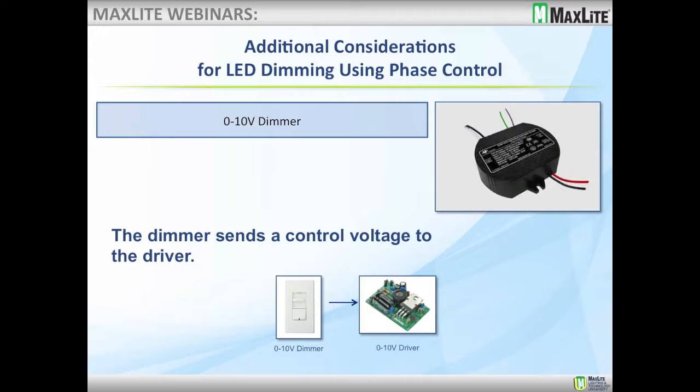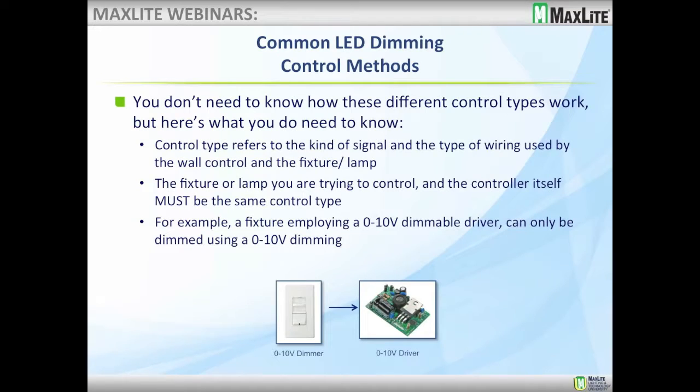So that's the big point I want to get across, and vice versa. So, again, you don't really need to know exactly how they work, but you do need to know that 0 to 10 volt systems need to have a 0 to 10 volt dimmable driver and can only be used with 0 to 10 volt dimming control, and the same for triac.